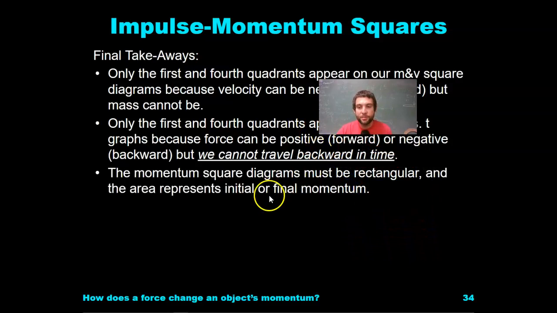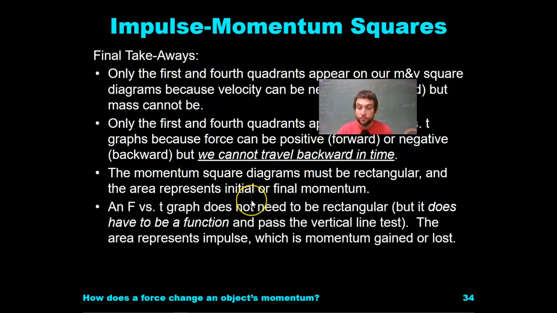Momentum square diagrams must be rectangular, and the area represents the initial or final momentum. An F versus T graph does not need to be rectangular, but it does have to be a function and pass the vertical line test. The area represents impulse, which is momentum gained or lost. That's it. Get to practicing.